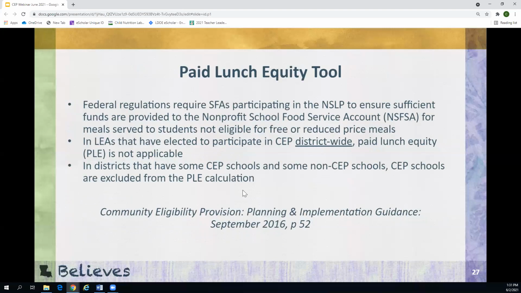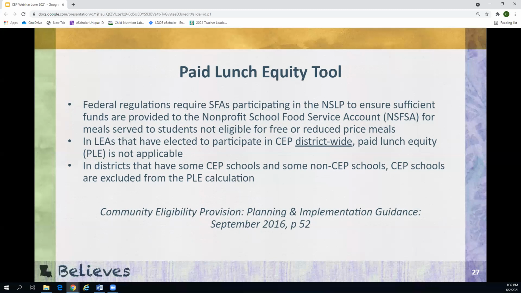So this next slide's not really important for this year since everybody pretty much operated under summer feeding last year and potentially seamless summer this next year. But if you are CEP and you are system-wide CEP, then you do not need to complete the paid lunch equity tool in any other years. In districts that have some CEP schools and some non-CEP schools, then the CEP schools are excluded from the calculation, but you would typically have to do that for the non-CEP schools.